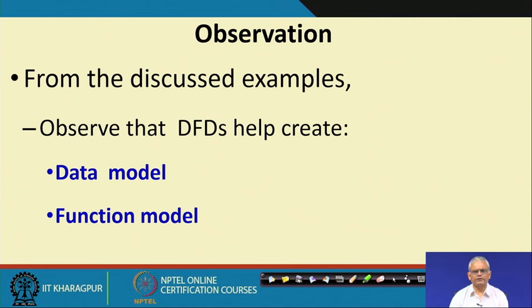So, based on the problems that we have so far modeled using the DFD, we see that DFD is a very simple model, and it helps us to achieve decomposition. We perform a detailed function model using DFD, and at the same time a detailed data model is also built.